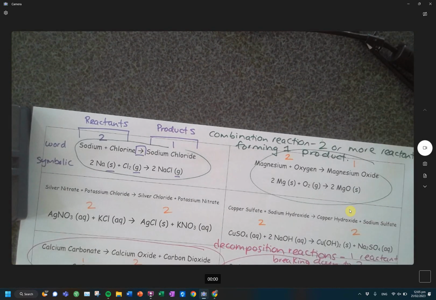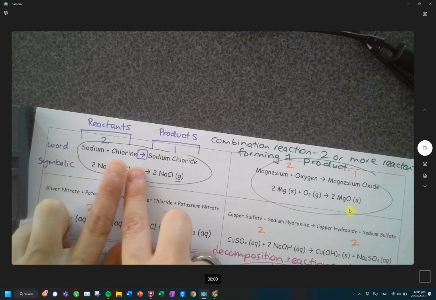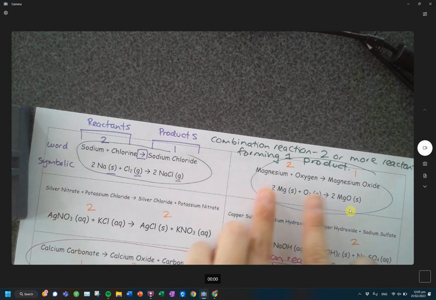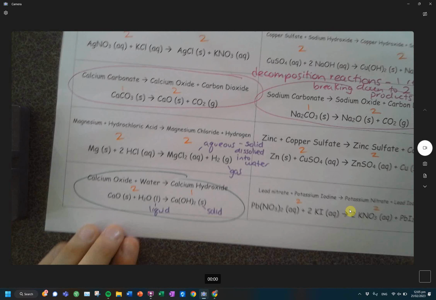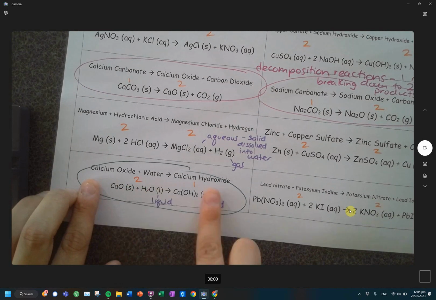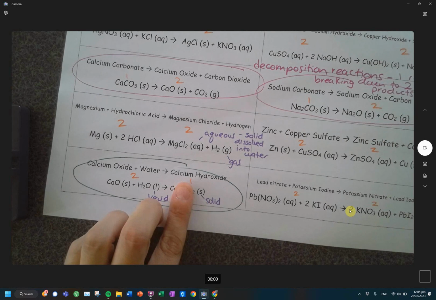All right. The first group is a group of 3. You should have the sodium and chlorine becoming sodium chloride. You should have the magnesium plus the oxygen becoming magnesium oxide. And the third one you should have in that first group is the calcium oxide and water becoming calcium hydroxide. So those are the first 3 you should have together.